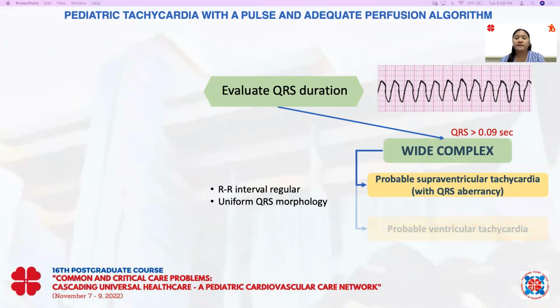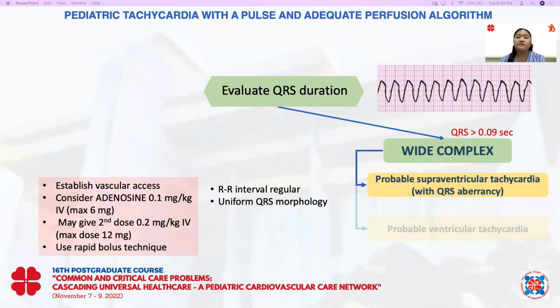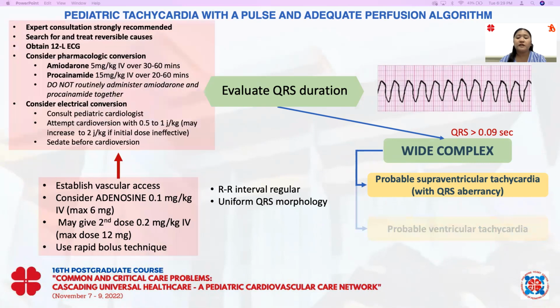If the wide complex tachycardia has a uniform QRS morphology and regular R to R interval, and the child remains hemodynamically stable, consider giving a dose of adenosine since it is very effective in the unusual situation of SVT with aberrancy. If the arrhythmia is ventricular tachycardia, the adenosine that you gave will not be effective but will do no harm. At this point, if the patient does not respond to adenosine, consider early consultation with a specialist and we should treat it now as ventricular tachycardia.